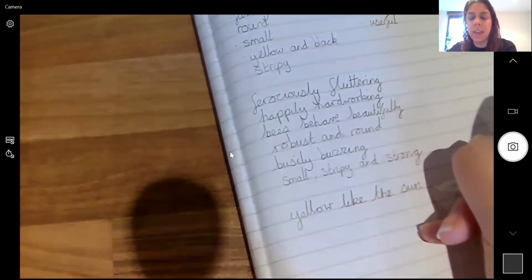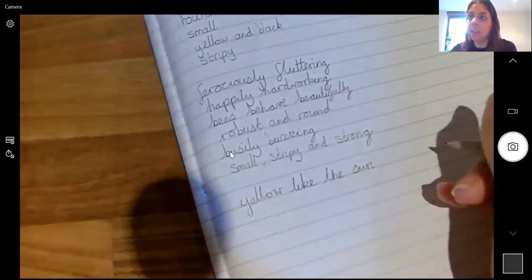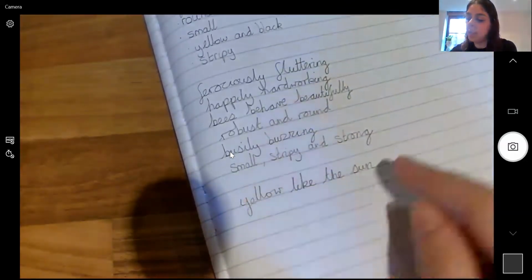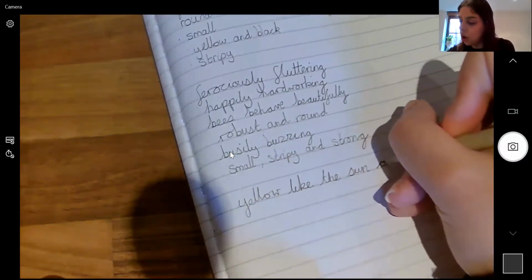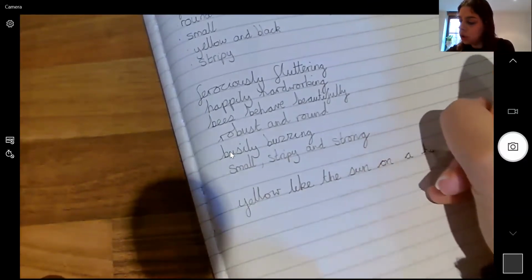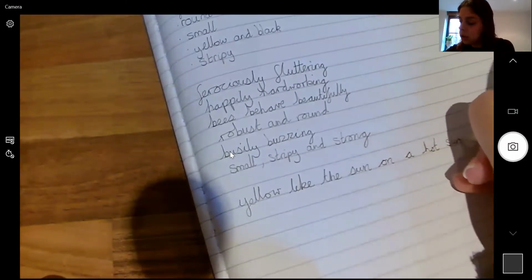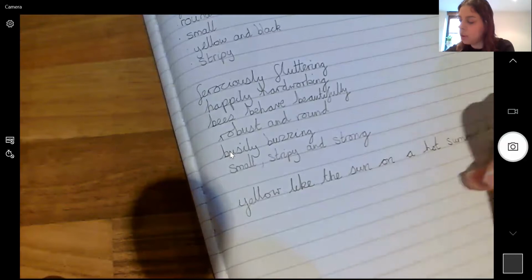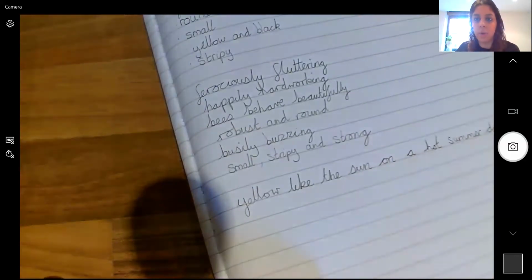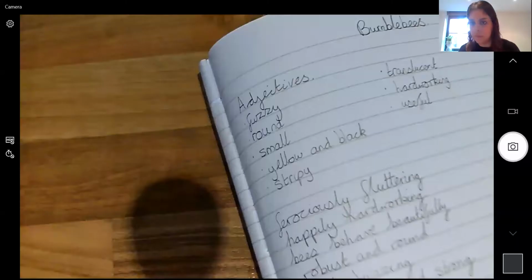And then yesterday, I know you didn't see my video, but I added some extra information. So not just yellow like the sun, but adding some extra information to make it even better. So yellow like the sun on a hot summer day. So that extra information will really help with that section, just to make sure that we're adding as much information as we can.